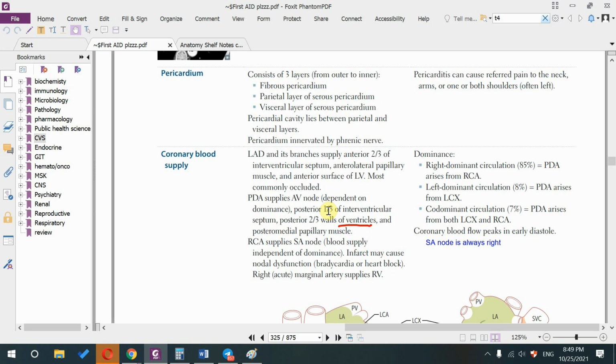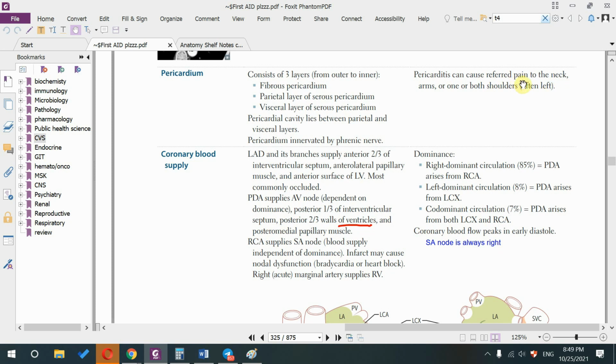And you have to know where the phrenic nerve comes from. It comes from the cervical segments of your spinal cord, which are C3, C4, C5. If you forget it, there is this mnemonic that says C3, C4, C5, keep the diaphragm alive. Okay? Phrenic means something related to the diaphragm. Good. Pericarditis can cause referred pain to the neck, arms, and shoulders, often one.